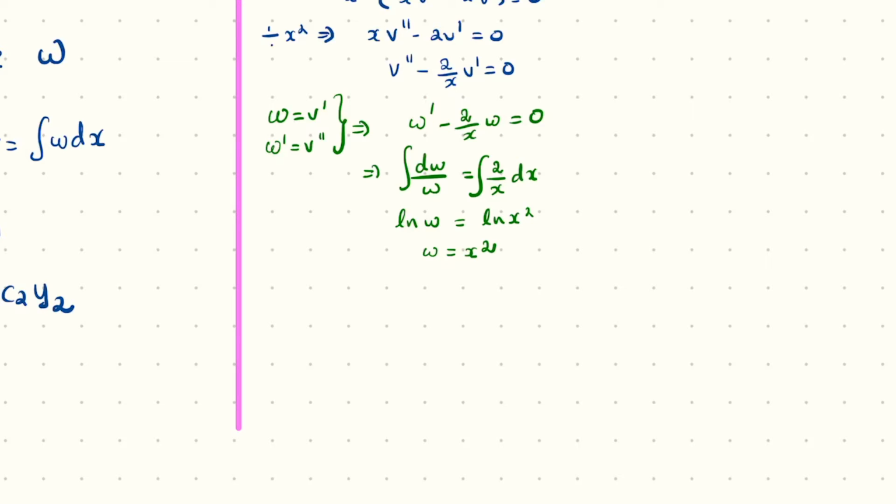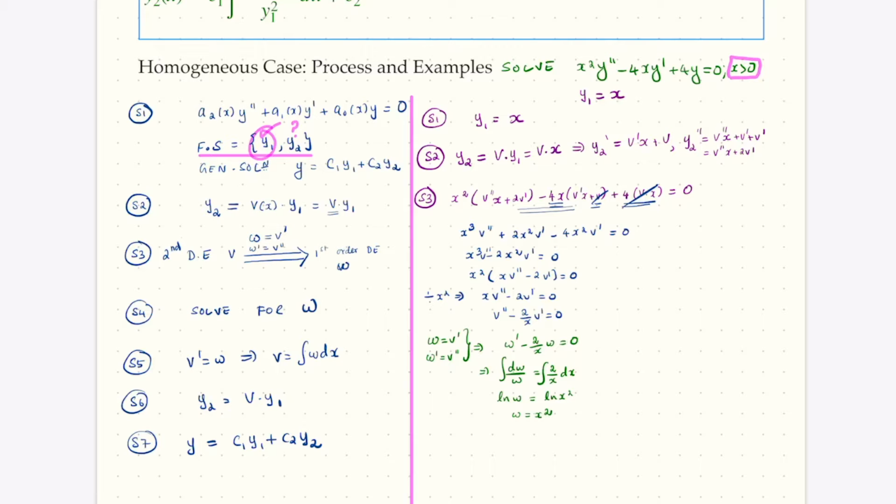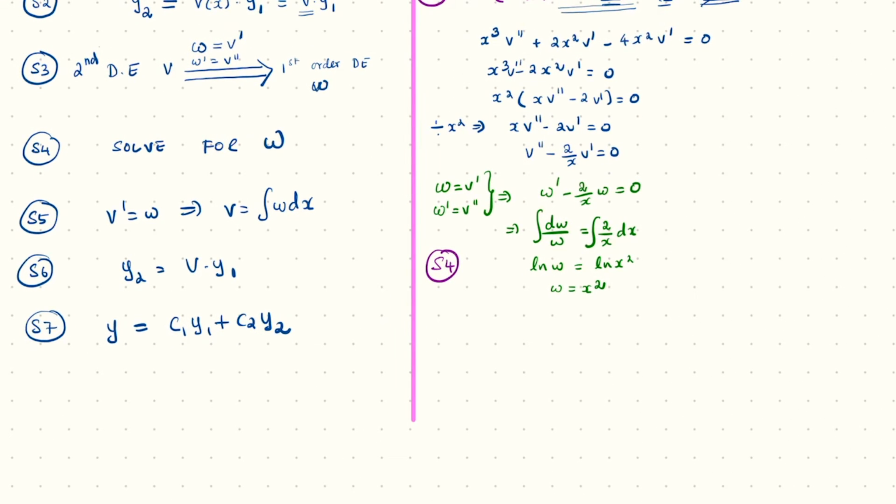So we are right here, ladies and gentlemen. We solved for w. That's what we have. This is our step number 4. Now the next step is to figure out the v.